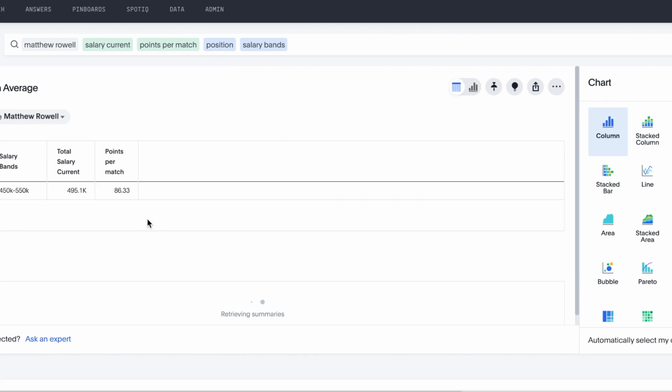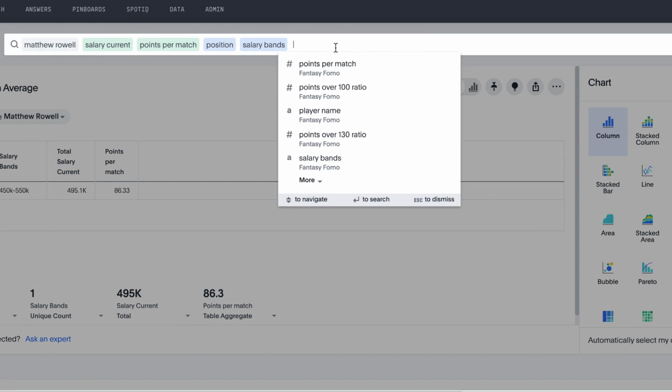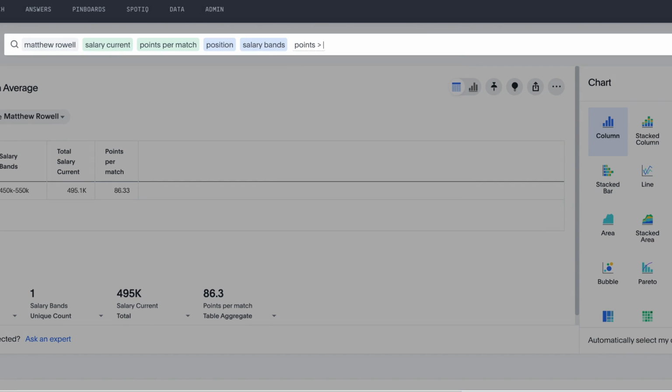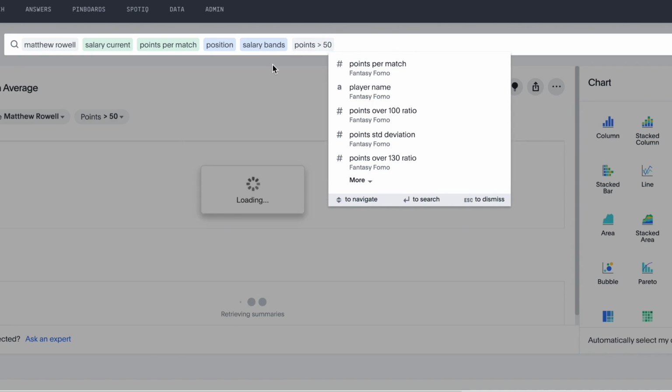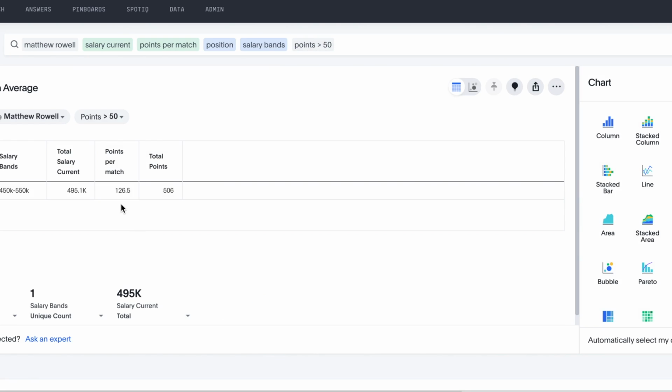So we can see here that, across his career, yes, a very short career, points per match is about 86. But he has had 2 games where he's been injured, which has affected his points per match. So if we restrict this down to where points scored is greater than 50, we can have a look at those games where he's completing the match. And we can see here that's just an exceptional points per match.